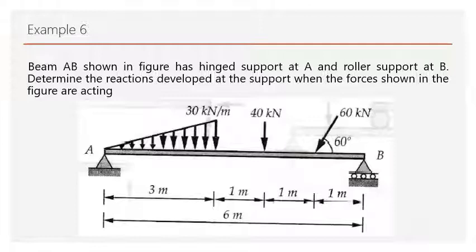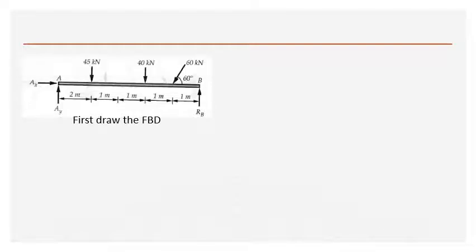To draw the free body diagram, you know at the point A, hinged support, how many reactions? Two reactions will develop at the hinged support. At the point B, roller support, one reaction will develop. So first draw the free body diagram: two reactions at the support A, one reaction at the support B.